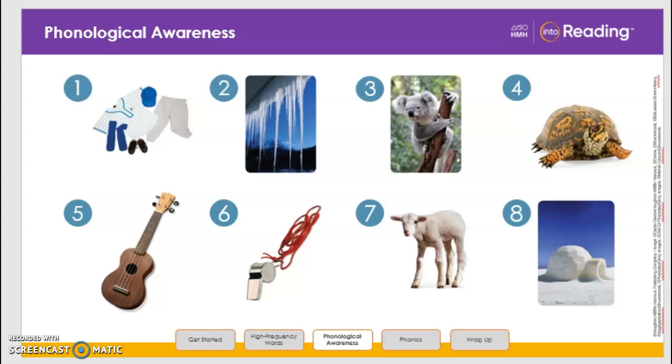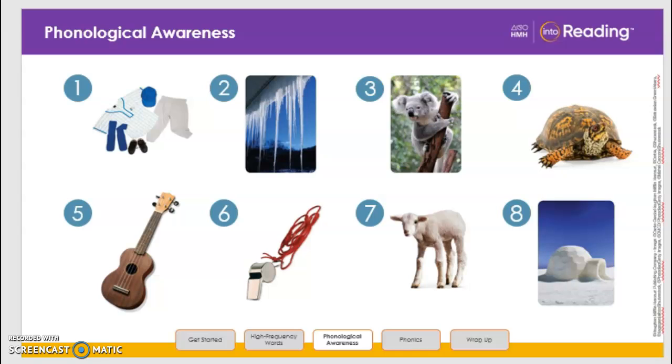So we're going to go through the picture card and look at all of the pictures that it's showing us and think about how many syllables each picture has. So number 4, it is a turtle. They're calling that a turtle instead of a tortoise. So it is a turtle. So how many syllables would the word turtle have? Turtle. We have 2.